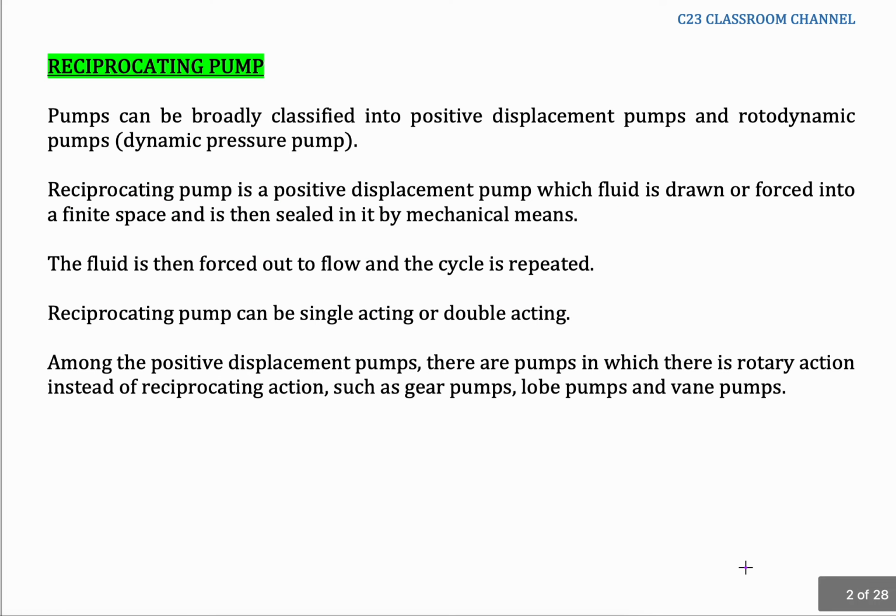Reciprocating pumps can be broadly classified into positive displacement pumps and rotodynamic pumps. A reciprocating pump is a positive displacement pump in which fluid is drawn or forced into a finite space and is then sealed in it by mechanical means. The fluid is then forced out to flow and the cycle is repeated. A reciprocating pump can be single acting or double acting. Among the positive displacement pumps, there are pumps with a rotary action instead of reciprocating action, such as gear pumps, lobe pumps, and vane pumps.